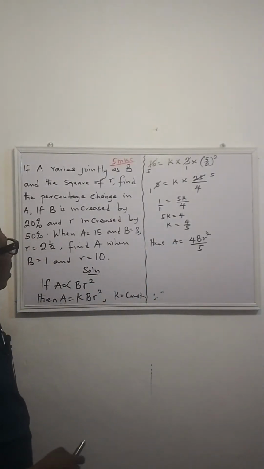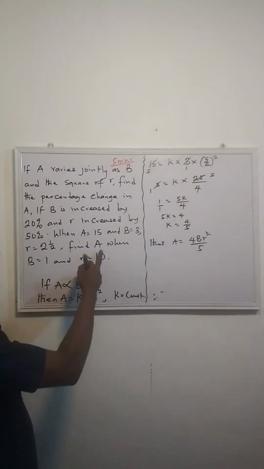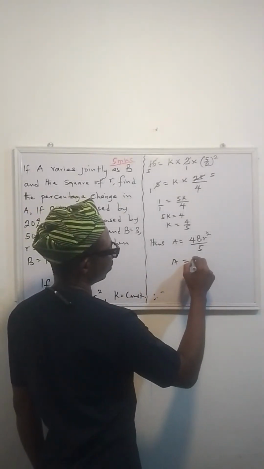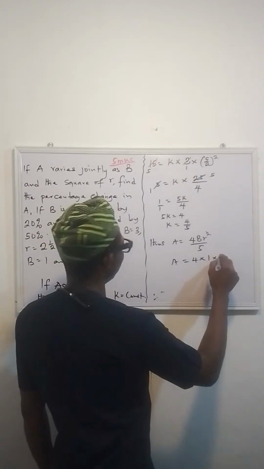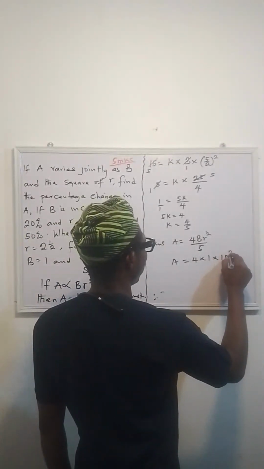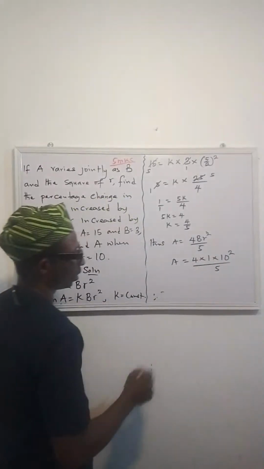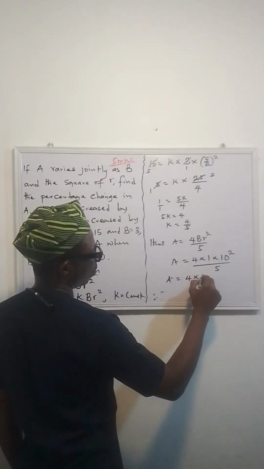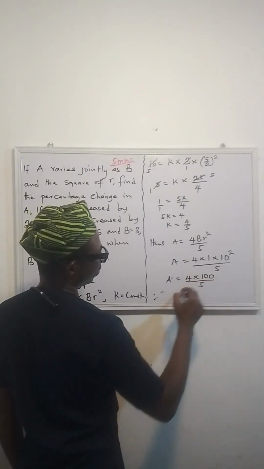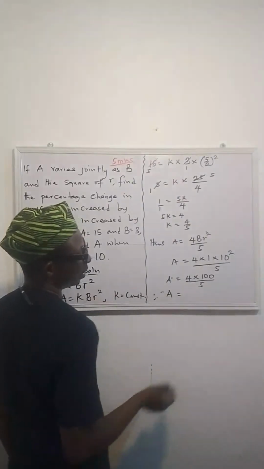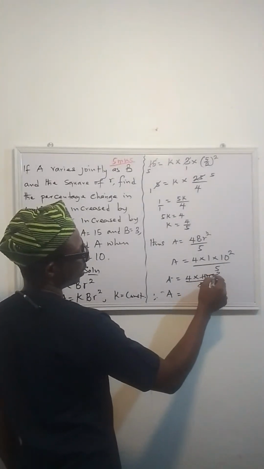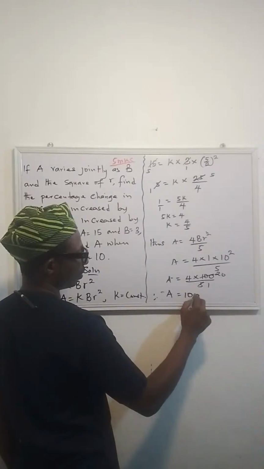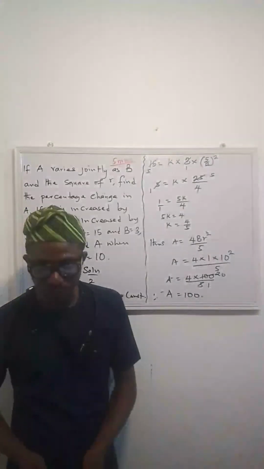Okay, so now you have to find A when B is 1 and R is 10. So let's plug in the values. We have 4 times B, which is 1, times 10 squared over 5. Okay, so we have A equals 4 times 100 over 5. So now 5 goes here, 1. 5 goes here is 20, right? So now 20 times 4, that gives you 100. So the answer to that problem is 100.